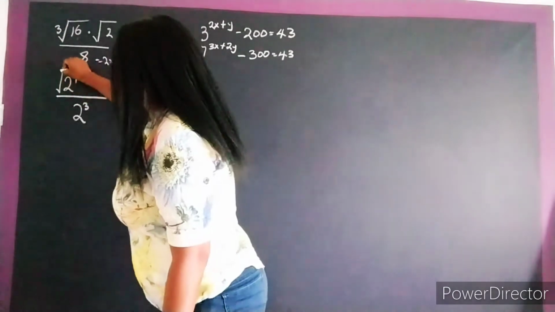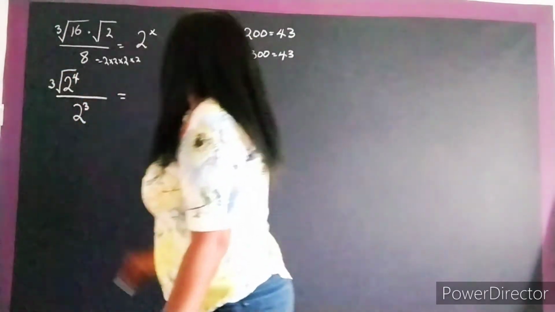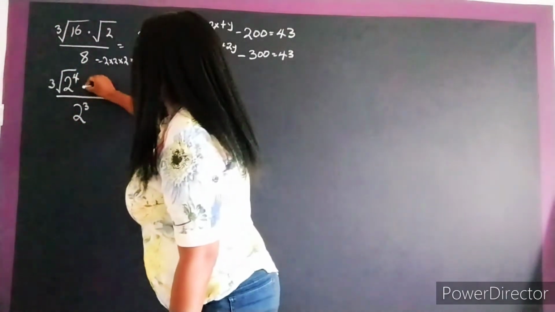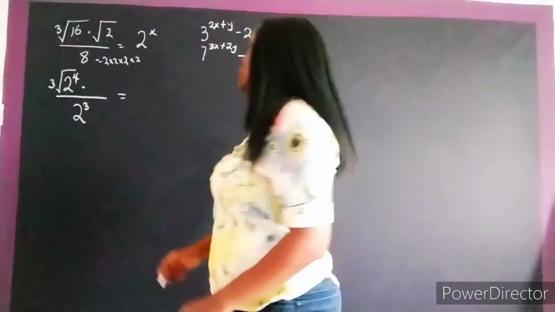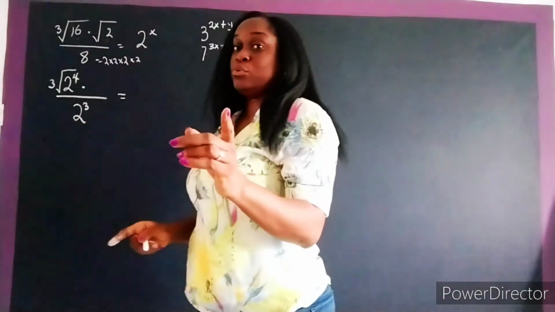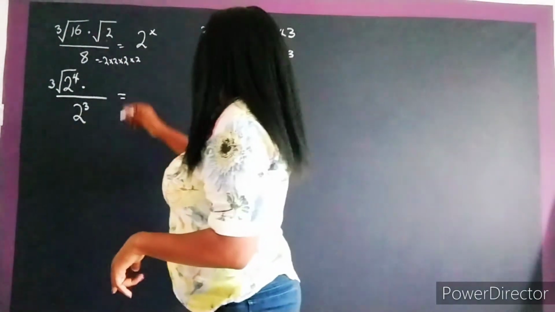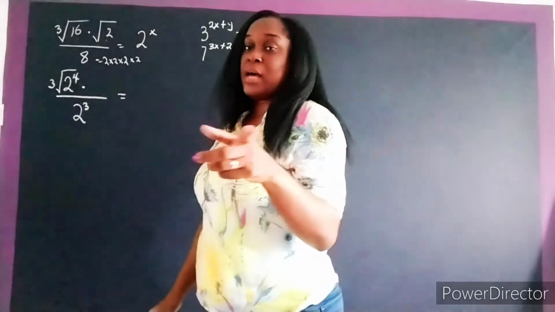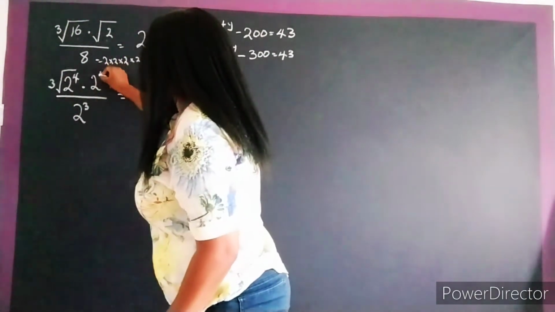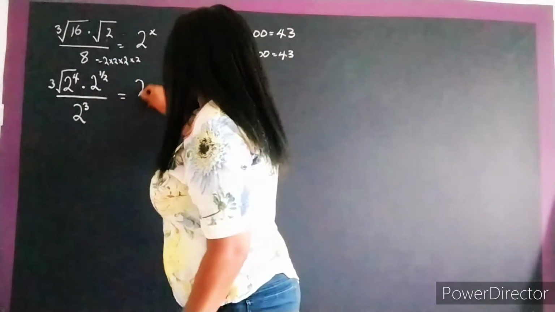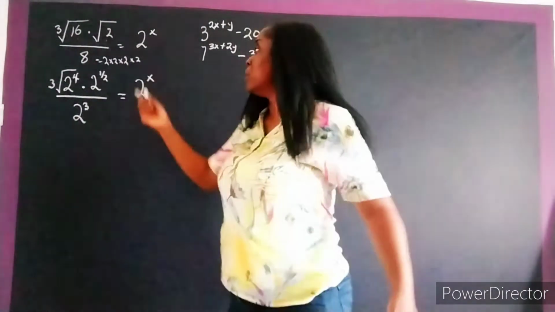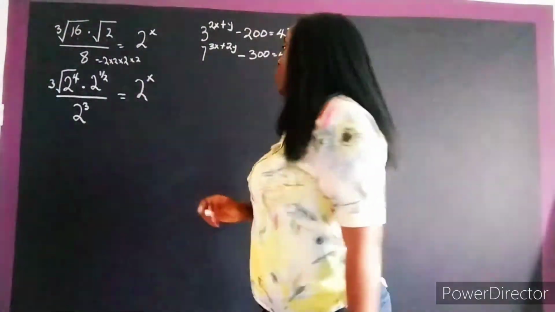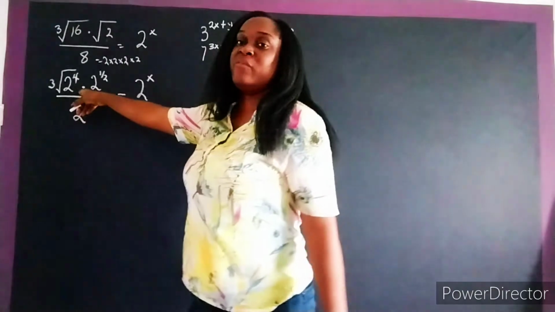We will still put on the cube root symbol. Then we have the square root of 2. Remember I said the square root of 2 is the same thing as 2 raised to the power half. So we'll write 2 raised to the power half. Then we'll bring down our 2 raised to the power x from the left hand side of the equation. So let's further simplify this.